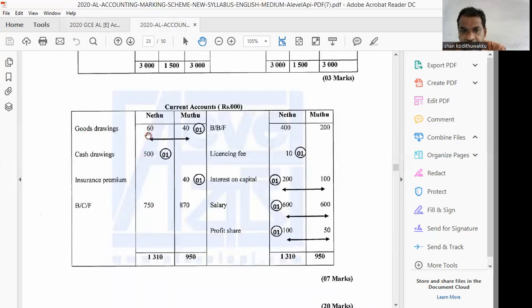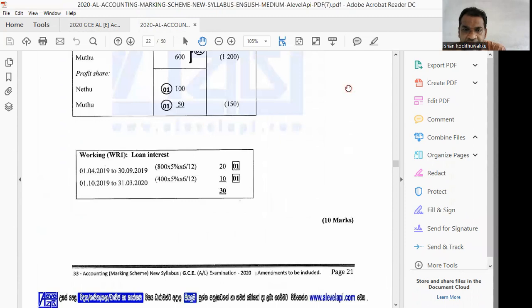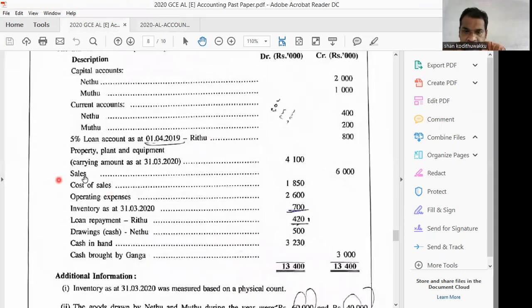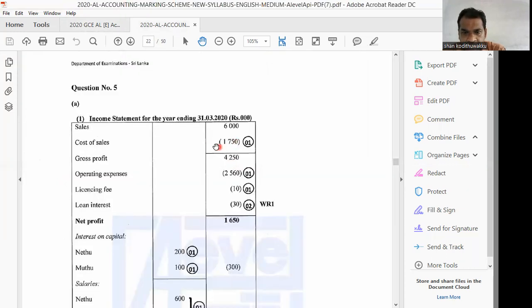Here, goods drawings 60 Netu, 40 Mutu. And when it comes to cost of sales, you can correct cost of sales here. Cost of sales, 1,850, you are given in the trial balance. From this, you can deduct 100. Then it will be 1,750. Net cost of sales 1,750. How did you take? 1,850 given value minus 100. That is addition of 40 plus 60, goods drawn by the partners. Right.